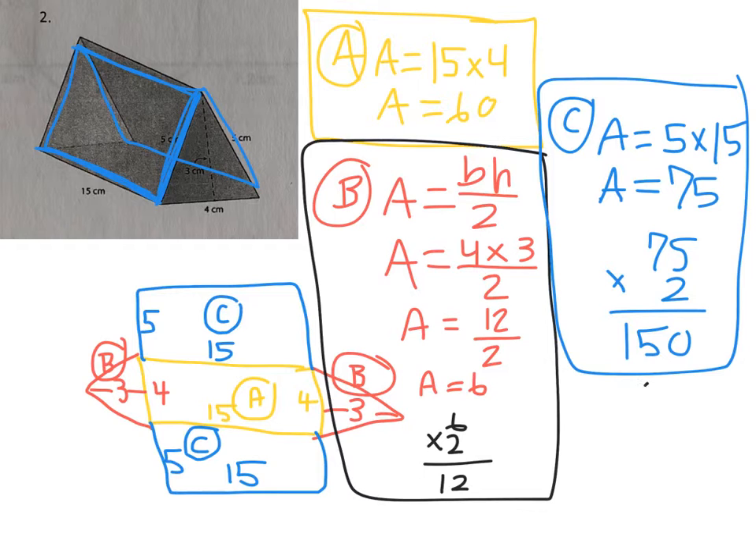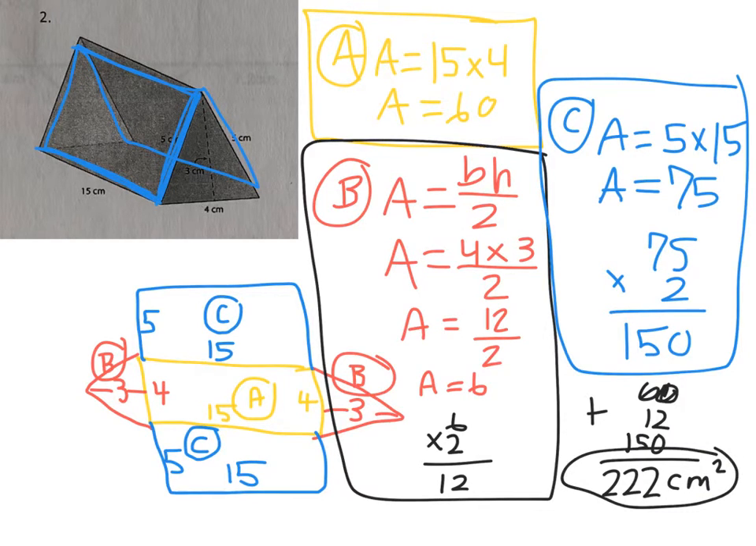So shape A was 60. Shape B's combined were 12. And shape C was 150. When I add all of those together, I should get 222 centimeters squared as my final answer.